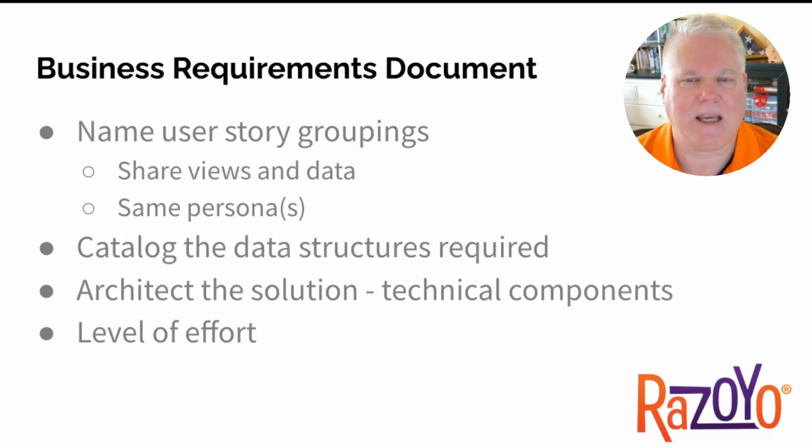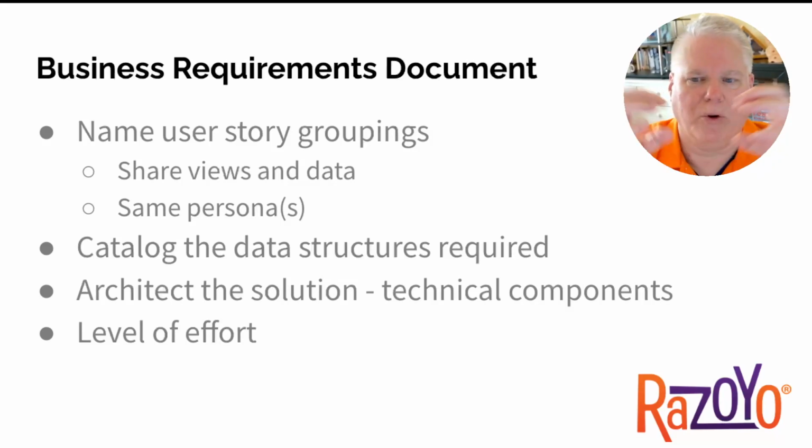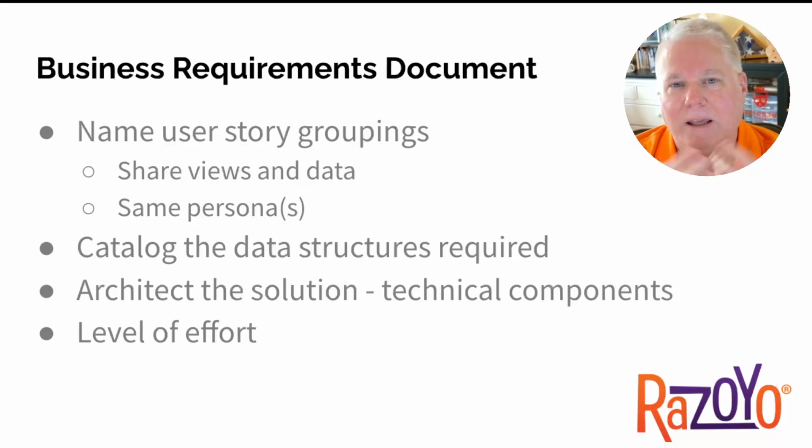So you're going to take these user stories and you're going to put them into groupings. And these groupings are not going to necessarily be in the functional components of the application or the site that you're developing, but they are going to share views and or data, most likely both. And then you're going to have the same personas using these. And once you can group these together, then the names will kind of come out. You're going to spend some time on it, but they'll be easy to write.